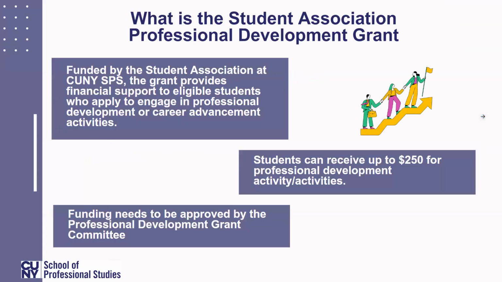So let's jump in. What is the Student Association Professional Development Grant? First, this is funded by Student Association at CUNY SPS, and the grant is designed to provide financial support for anyone who wants to get involved in professional development or career advancement activities. A student can receive up to $250 per academic year. An academic year is defined as the start of fall to the end of spring. And funding needs to be approved by a subcommittee, which is comprised of students from the Student Association.